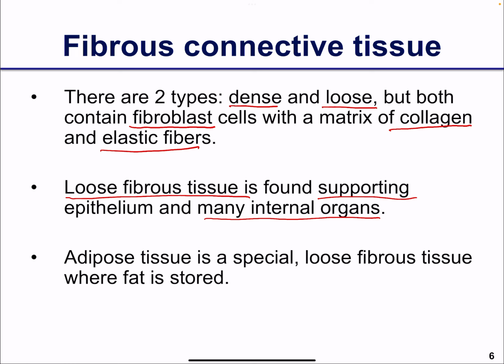A type of loose connective tissue I want you to remember is the adipose tissue. Adipose tissue is made up of specialized cells that are called adipose cells or fat cells. This fat tissue is found throughout the body, but very much underneath of the skin. The subcutaneous layer is made up of fat.